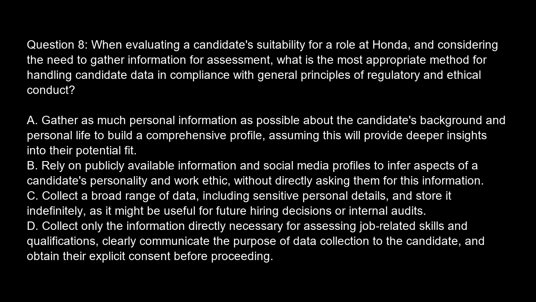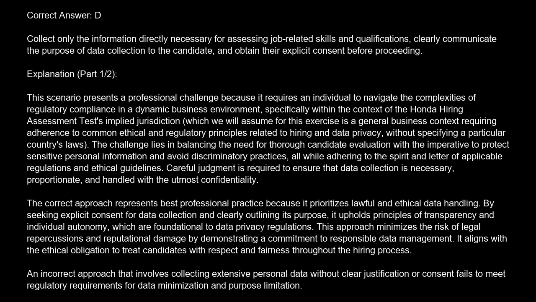Option C. Collect a broad range of data, including sensitive personal details, and store it indefinitely, as it might be useful for future hiring decisions or internal audits. Option D. Collect only the information directly necessary for assessing job-related skills and qualifications. Clearly communicate the purpose of data collection to the candidate, and obtain their explicit consent before proceeding. The correct answer is D. Collect only the information directly necessary for assessing job-related skills and qualifications. Clearly communicate the purpose of data collection to the candidate, and obtain their explicit consent before proceeding.